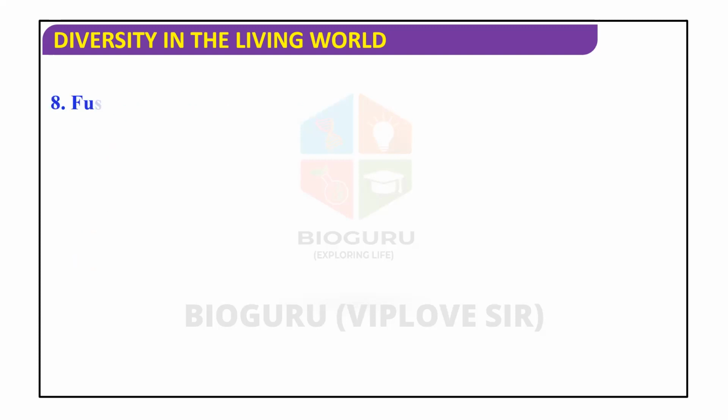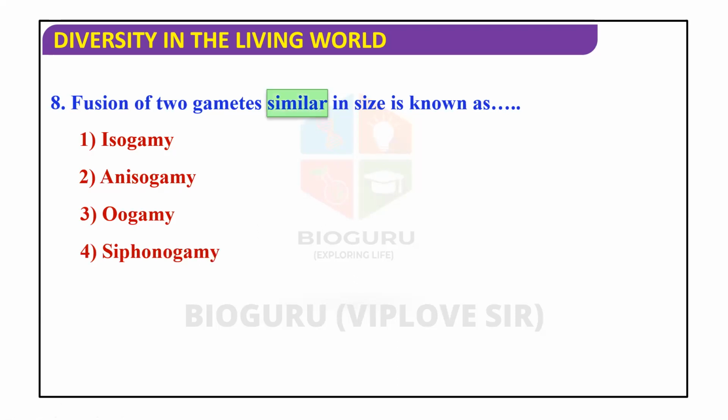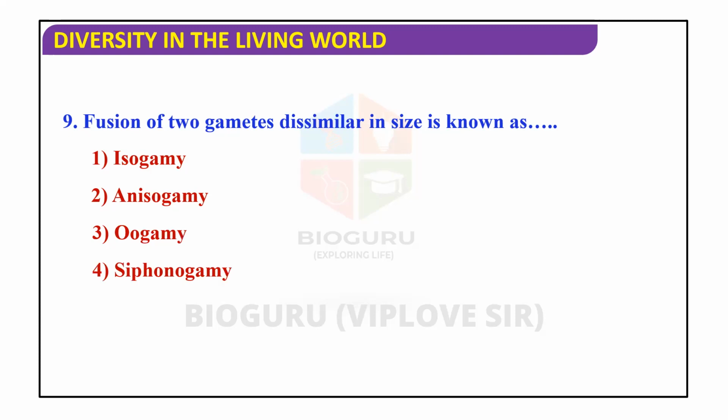That's good. Fusion of two gametes similar in size is known as isogamy, anisogamy, oogamy, or siphonogamy. Similar in size, it is isogamy. Because if similar, it is called isogamy. If dissimilar, it is called anisogamy. Fusion of two gametes dissimilar in size is known as isogamy, anisogamy, oogamy, or siphonogamy. Dissimilar in size, anisogamy. You already got the hint.